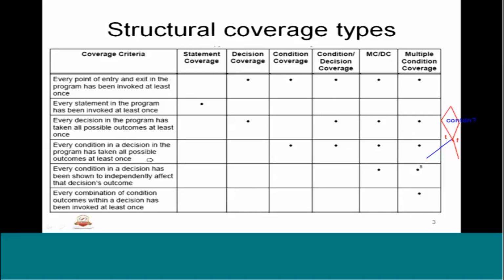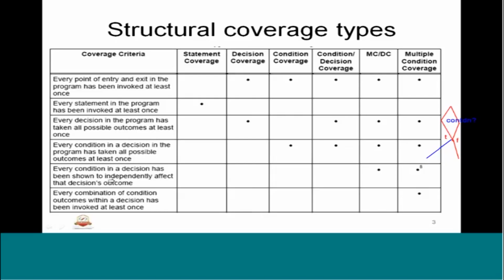The next one is every condition in a decision in the program has taken all possible outcomes at least once. That means the conditions that have come out in the decision should have taken whatever the possible outcomes that it yields. So that will be taken in the condition coverage explicitly along with the condition decision because we know that decision is also involved. So the condition coverage: every condition in a decision in the program has taken all possible outcomes at least once, it has to be exercised.